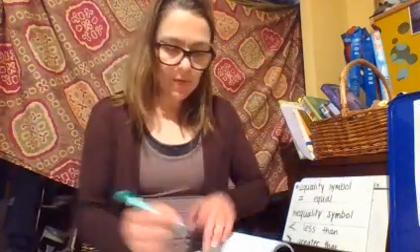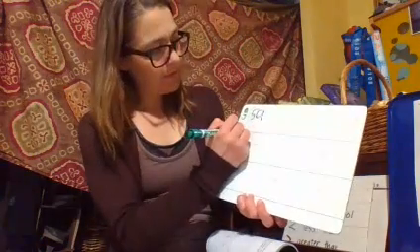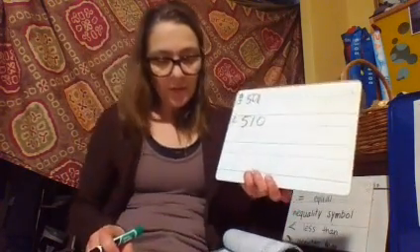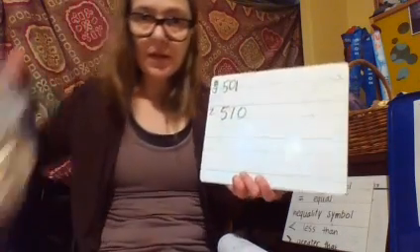Okay, let's get started. We are going to start with the solve and share. Joy and Zach flipped three cards over, and then each of them made numbers. Joy made the number 501, and Zach made the number 510. Okay? Who made the greater number? How do you know? Use place value blocks to help you. Go ahead and get out your place value blocks.